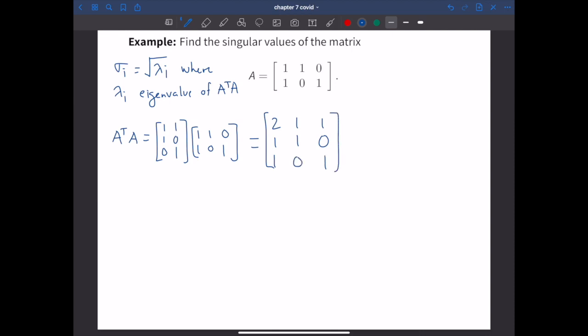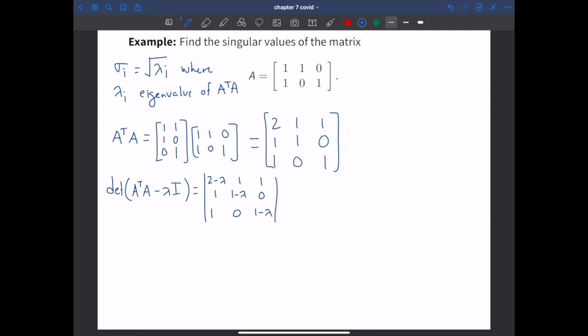Now, a few things you should observe. Remember, we said that whenever you do A transpose A, you should get a symmetric matrix. We did indeed get a symmetric matrix here, so that's good. Now what we want to do is find the eigenvalues of this. So we take the determinant of A transpose A minus lambda I. This will be 2 minus lambda, 1, 1, 1, 1 minus lambda, 0, 1, 0, and 1 minus lambda.